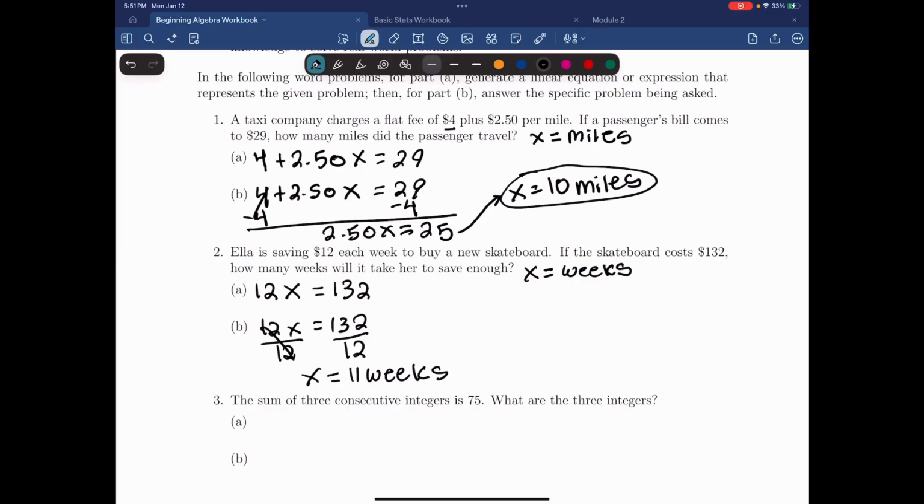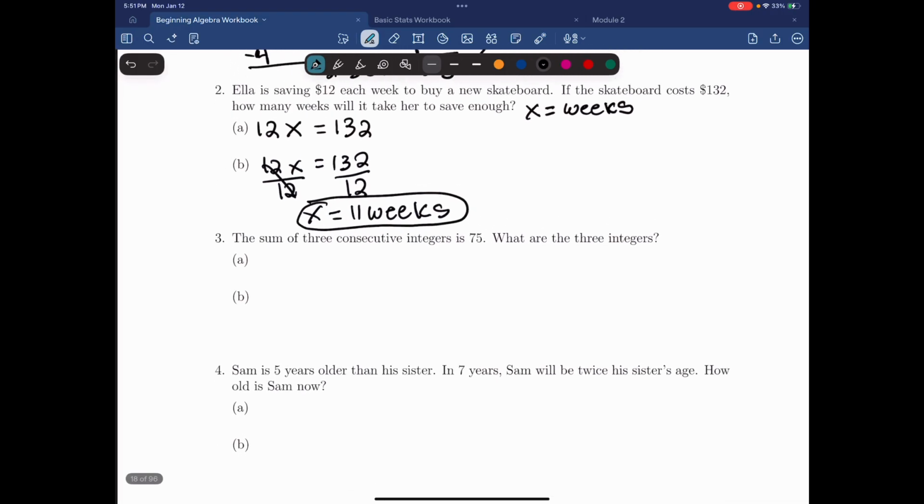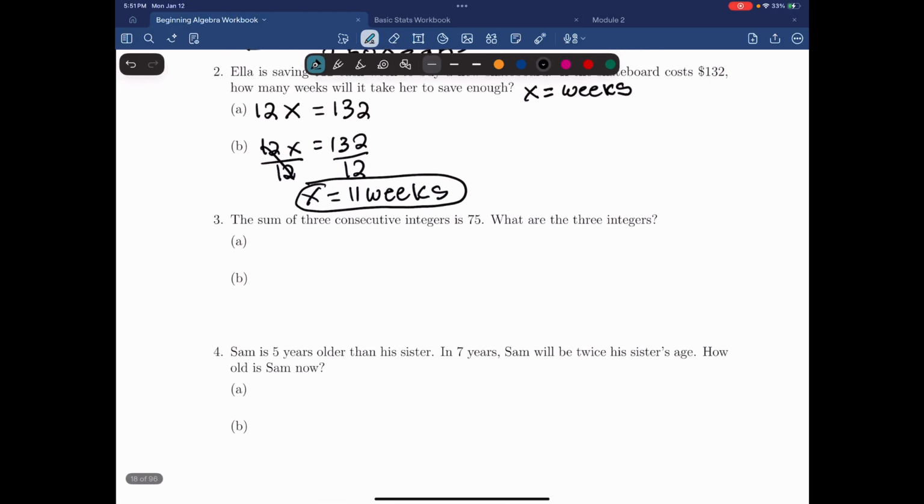It will take Ella 11 weeks if she saves $12 per week. Alrighty. For example number 3, we are given: the sum of 3 consecutive integers is 75. What are the 3 integers?